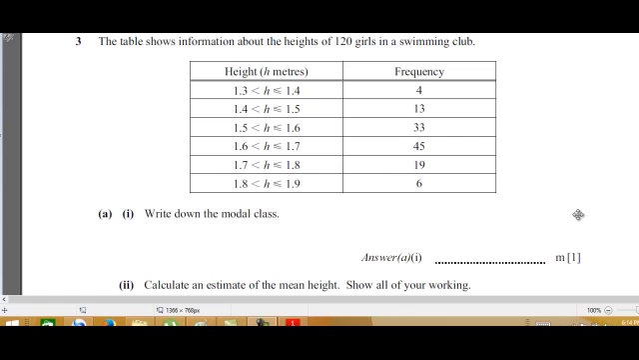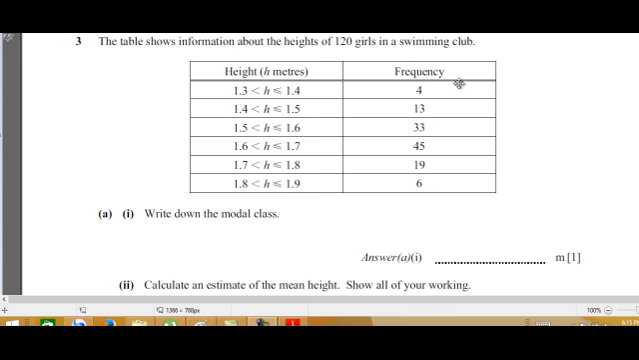The table shows information about heights of 120 girls in a swimming club. Frequencies are given to you. The sum of all the frequencies is the total number of girls. If you add all these frequencies, 4, 13, 33, 45, 19 and 6, all these are the number of girls. If we add up all these numbers, you will get the total number of girls, that is 120.